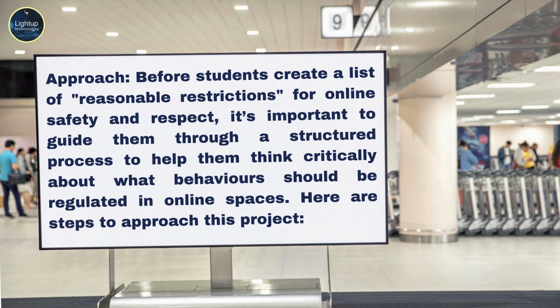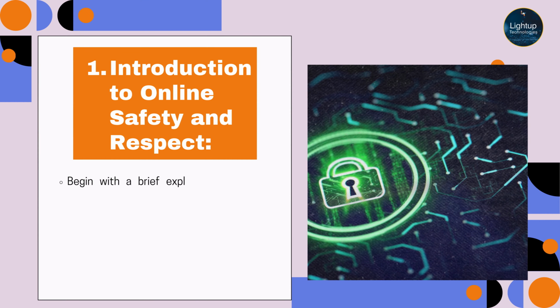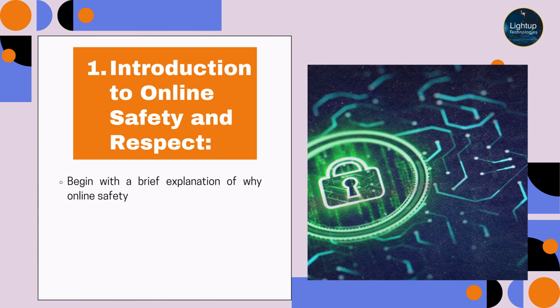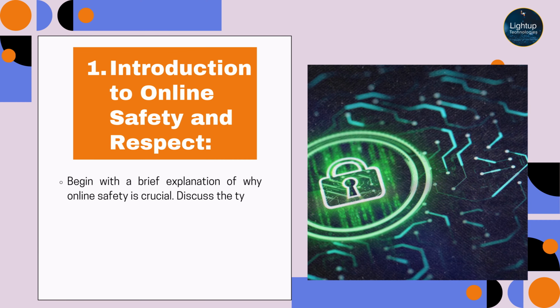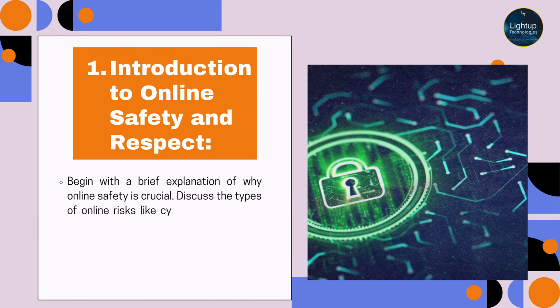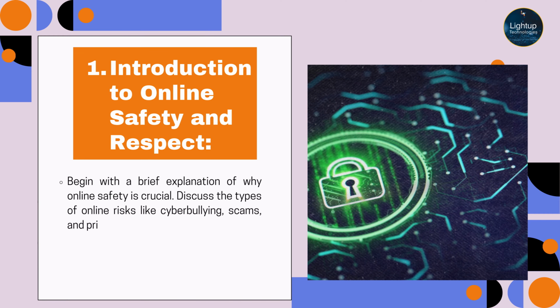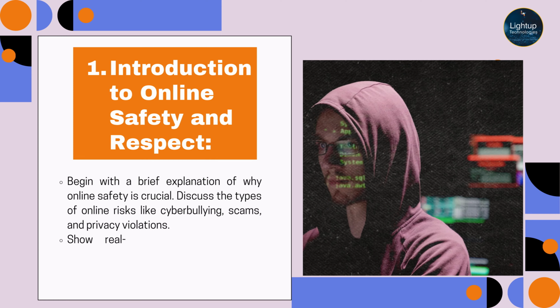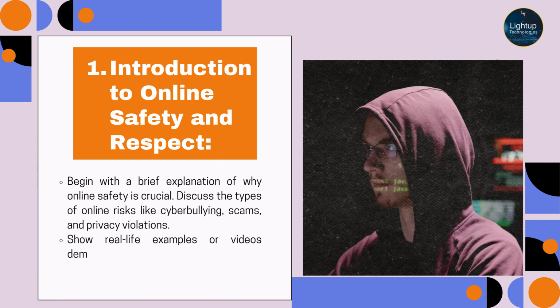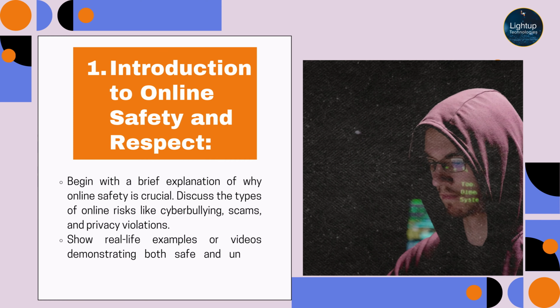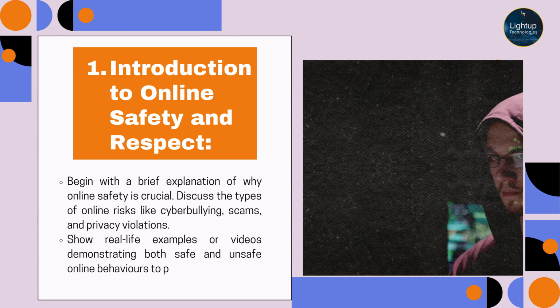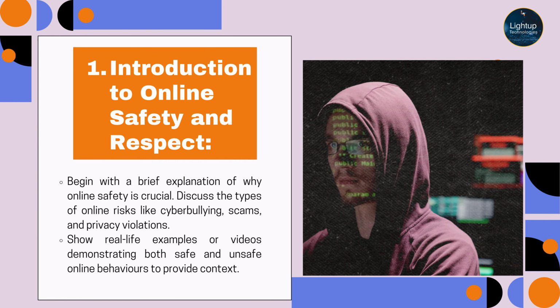Here are steps to approach this project. 1. Introduction to online safety and respect. Begin with a brief explanation of why online safety is crucial. Discuss the types of online risks like cyberbullying, scams, and privacy violations. Show real-life examples or videos demonstrating both safe and unsafe online behaviors to provide context.